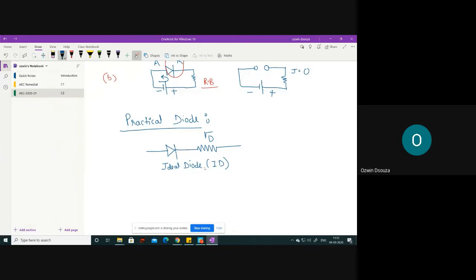From where did we pull this resistance RD? Can anyone tell me? Why do we say there will be a small amount of resistance associated with the diode? Why does that diode resistance creep into the circuit? Can anyone tell me?